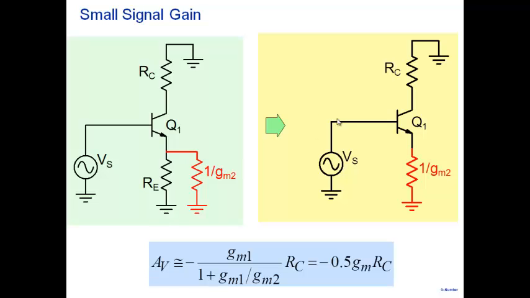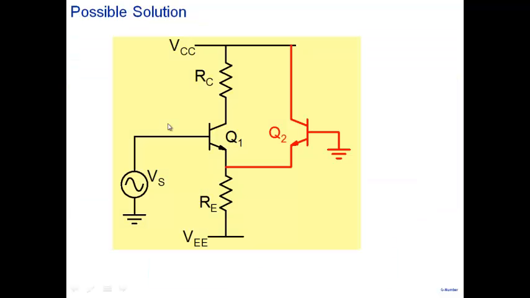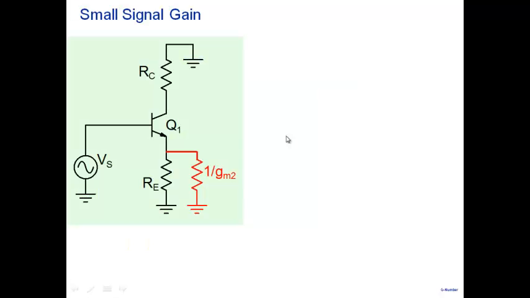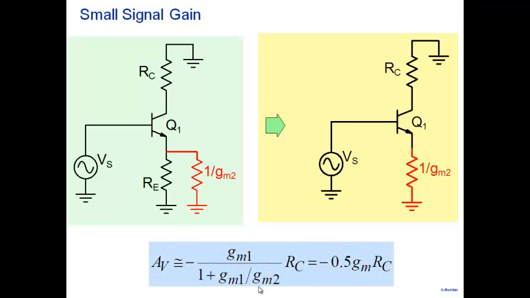And let's say you have some biasing current here. Note that under DC or biasing condition, this point is ground and this point is ground. And if the transistors are identical, this current will divide equally between Q1 and Q2. So under biasing condition, Q1 and Q2 bias currents will be the same, and therefore the GM of the two transistors will also be the same. So GM1 by GM2 is basically equal to 1, and therefore the gain that you get is 0.5 GM RC.